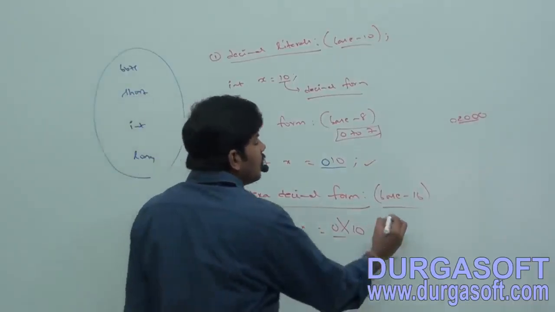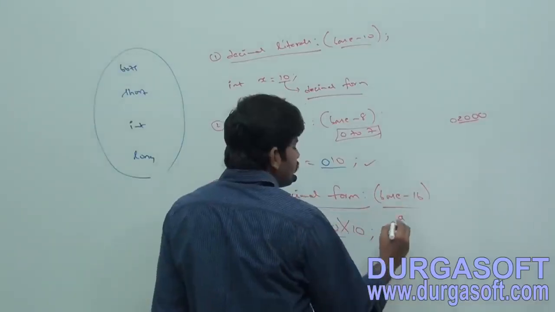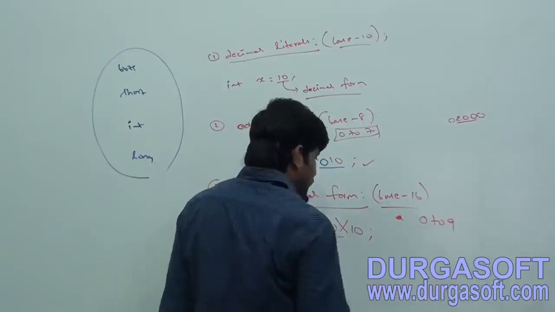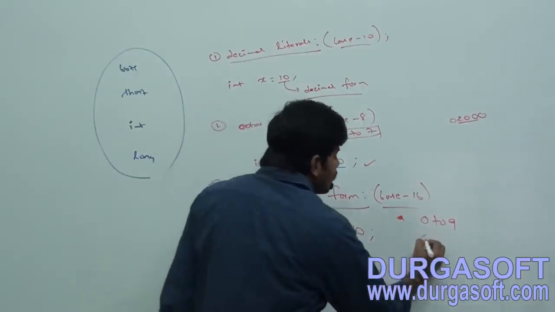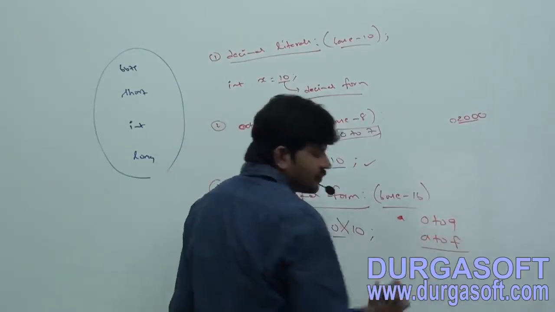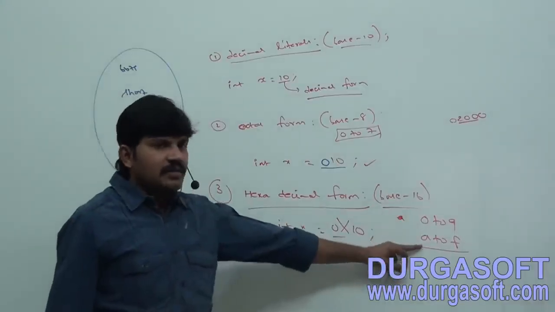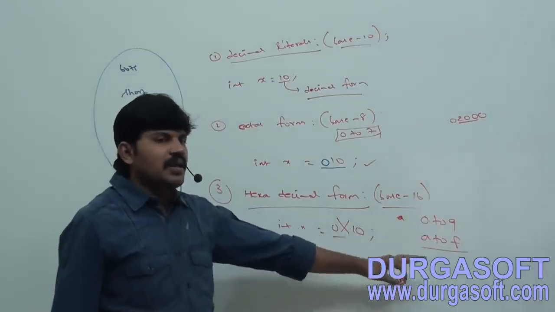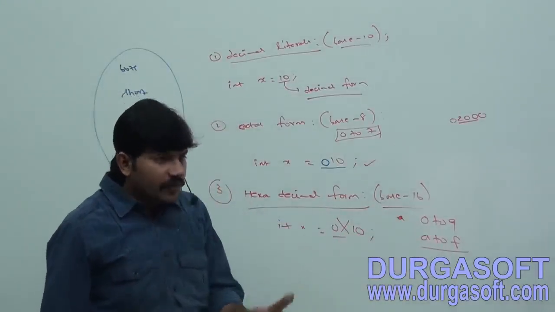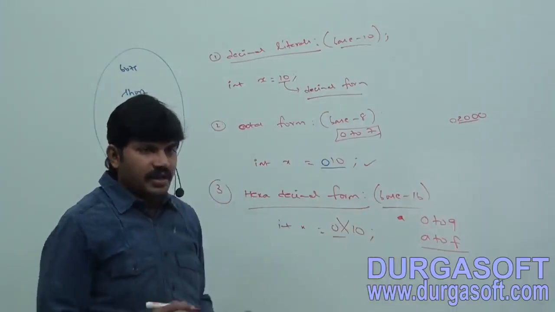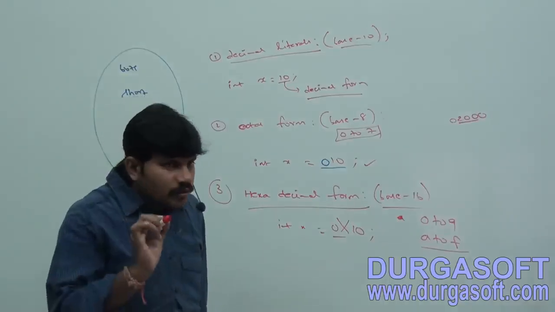Hexadecimal, right? Now here the allowed values are base 16, 0 to 9, and A to F. Are you getting? 0 to 9, A to F. A means 10, B means 11, like that F means 15. 0 to 15 is nothing but the allowed digits for base 16, right? Are you getting?